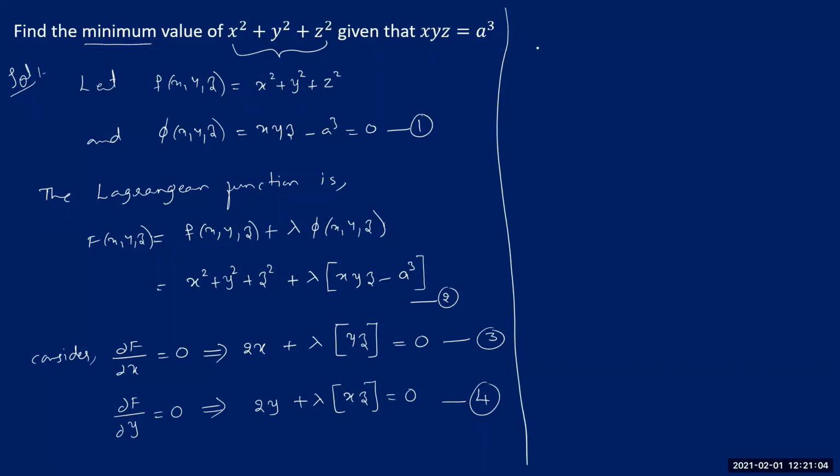And now I'm differentiating f with respect to z. And then see what happens. You get 2z plus lambda times xy is equals to 0. And I'm taking this as equation 5. Now see, we got 3 equations, in fact 4 equations. One is equation 1 and the remaining 3 are 3, 4 and 5. Now the question is how to solve these 4 equations.